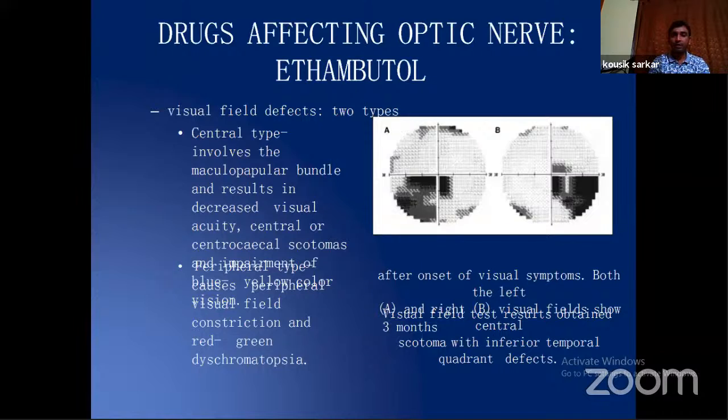Visual field defects in ethambutol toxicity include two types: the central type involves the macular bundle and results in decreased visual acuity, central and centrocecal scotoma, and an impairment of blue-yellow vision. Ultimately, in the second stage, field constriction occurs, and the red-green color vision is also impaired.